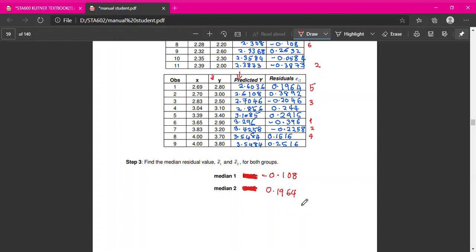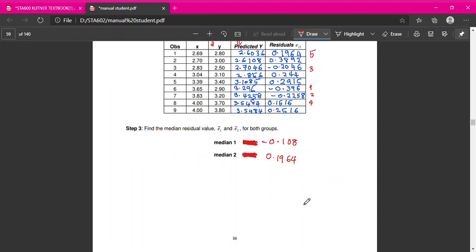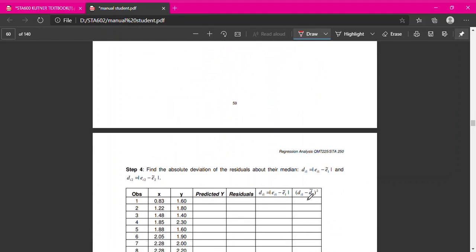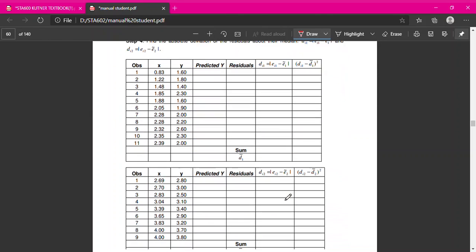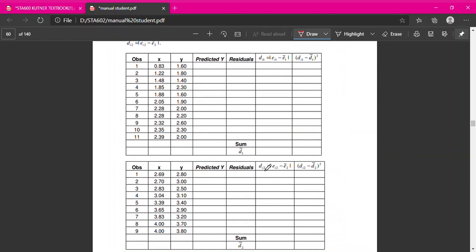Okay, so we need that median of the residual for each group in order to find the value of D. Kan? D adalah the deviation, absolute deviation of the residual about their median. Okay, deviation between the residual and its median. So for each group, kena kira dua-dua. Okay, so you kena buat satu-satulah. So saya dah buat dalam Excel.